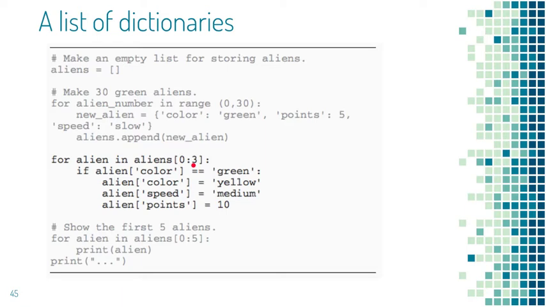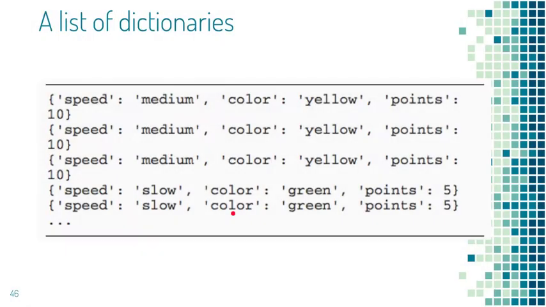All of the aliens are green now, but that won't always be the case. So we write an if statement to make sure we're only modifying green aliens. If the alien is green, we change the color to yellow. The speed to medium. And the point value to 10. Here's that output. Notice that only the first 3 are changed.